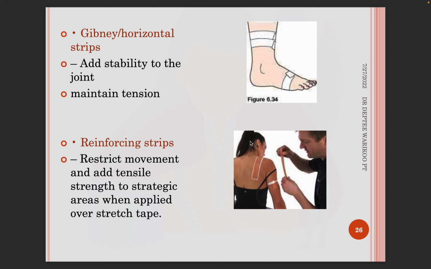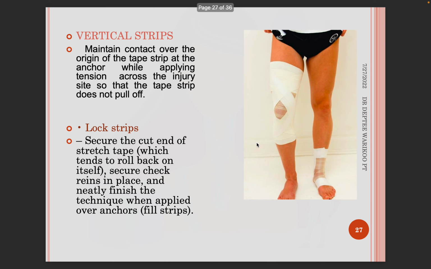Here you can see. First you can see is a Gibney horizontal strip which adds stability to the joint. You can see we are applying another and it gives a tension. Horizontal stirrup. Then you can see we give a reinforcing strip which restricts the movement and adds tensile strength to the strategic area when applied over the stretch tape.